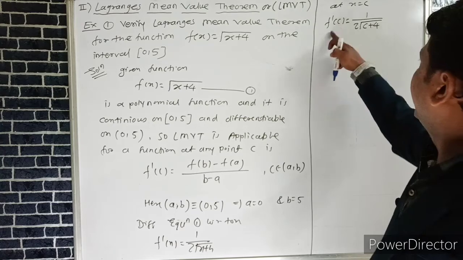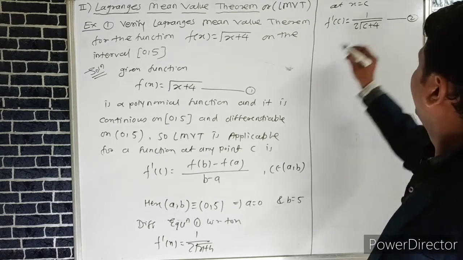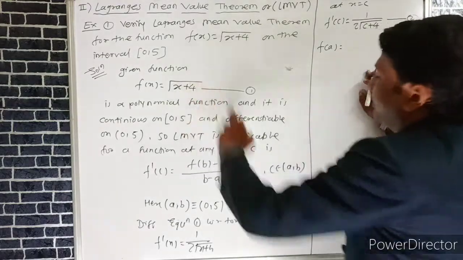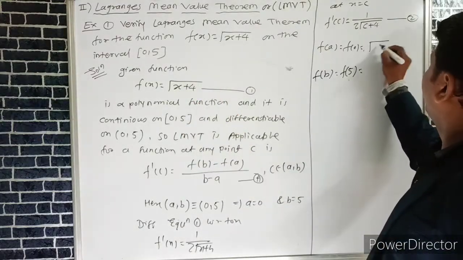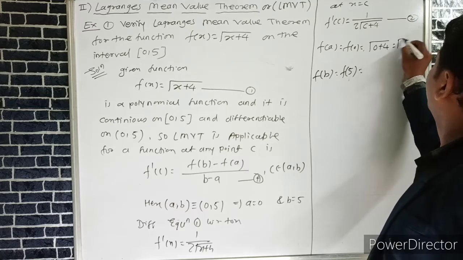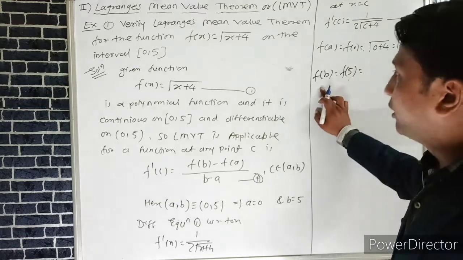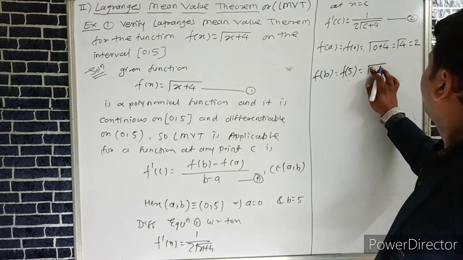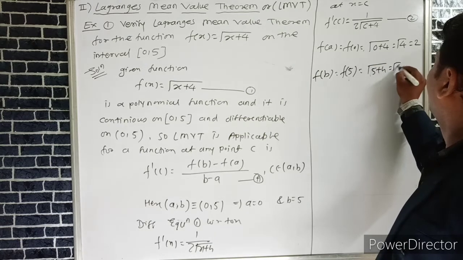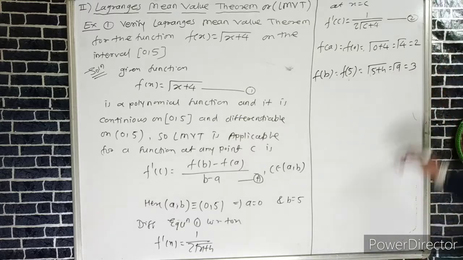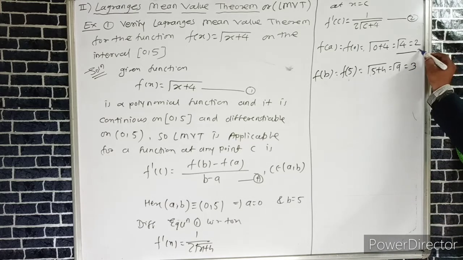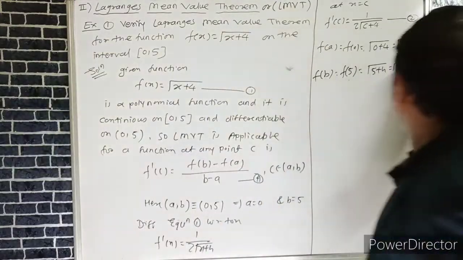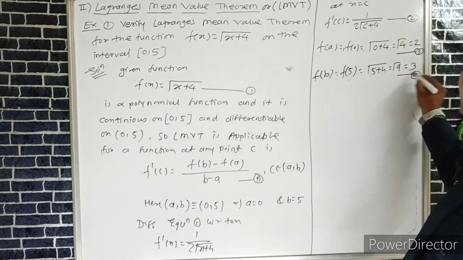Now again we have to find f of a. By using the value of f of x, we can find f of a, which is under root of 0 plus 4, under root 4, which is 2. Again the value of f of b, when b is equal to 5, is under root of 5 plus 4, which is under root 9. The value of under root 9 is 3. We can write these as equation number 3 and equation number 4.